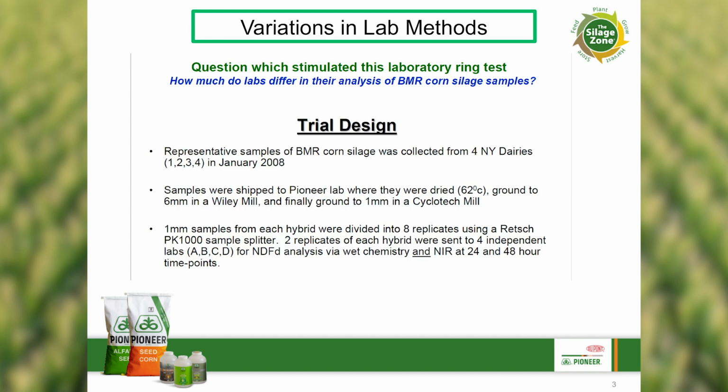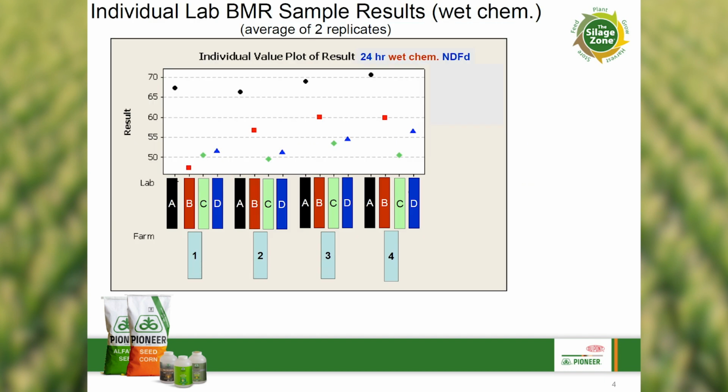The next thing we did is we did a study that looked at the variation between lab analyses. We went to 4 dairies and collected BMR samples. Samples were shipped into Pioneer, ground to a uniform size, and then sent off to 4 different labs for analysis. You can see here across the 4 farms on the bottom, 1, 2, 3, and 4, the labs were A, B, C, and D. When they analyzed the same samples, it was the same sample in each lab, and there was a tremendous amount of variation in what they got for a result for 24-hour NDFD.